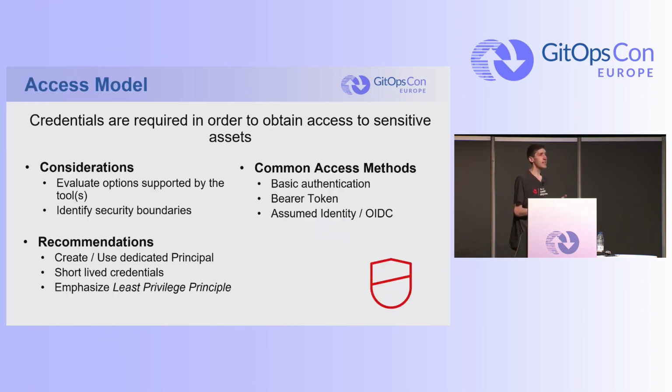Next, well, we need to access the credentials. What are some considerations that you need to have when setting up how you're accessing those values? One, understanding what options and capabilities are provided by the tools you're actually using. Identify security boundaries. Ensure that you only create credentials and access models that are for your application only.